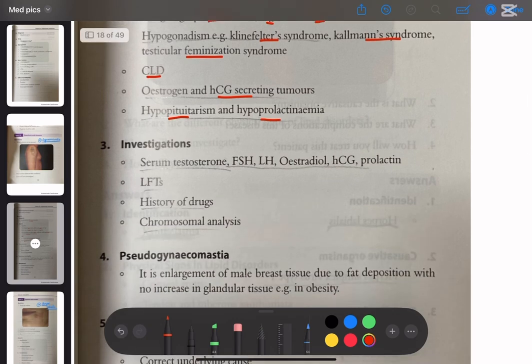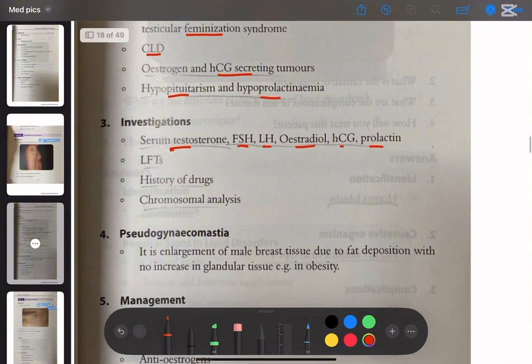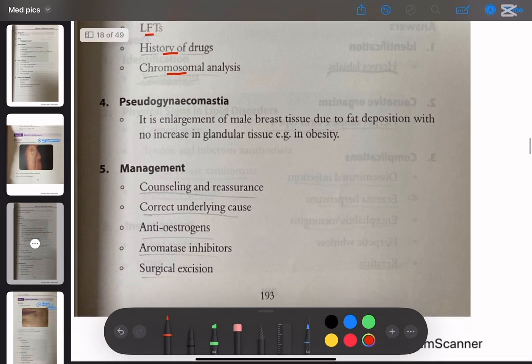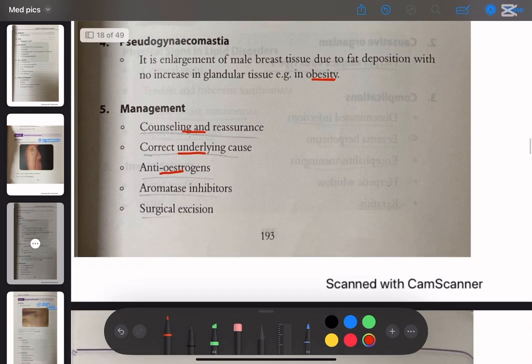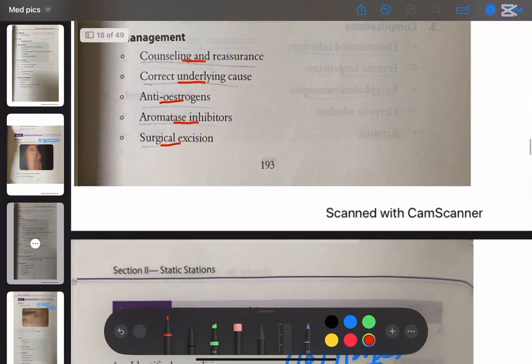Now the investigation options are serum testosterone, follicle stimulating hormone, luteinizing hormone, estradiol, HCG and prolactin. LFTs are done, history of the drugs is taken, and chromosomal analysis is done. Now, what is pseudogynecomastia? It is the enlargement of male breast tissue due to fat deposition with no increase in glandular tissue, for example, in obesity. The management options are counseling and reassurance and correcting the underlying cause. Then anti-estrogens are given, aromatase inhibitors are given, and surgical excision is done.